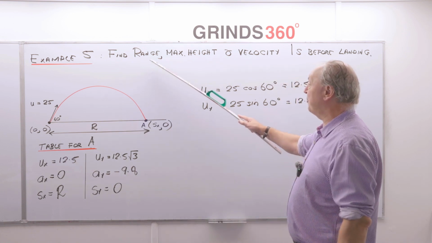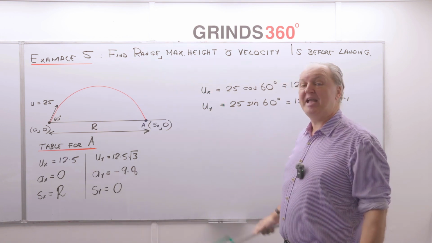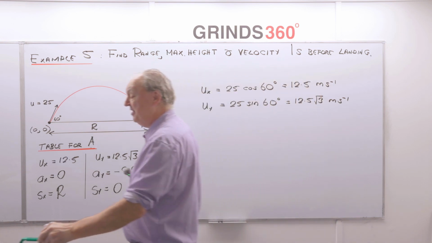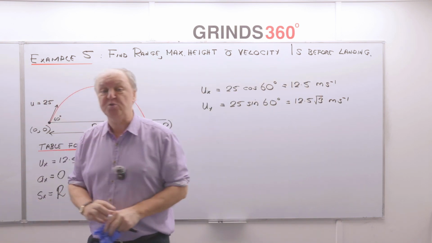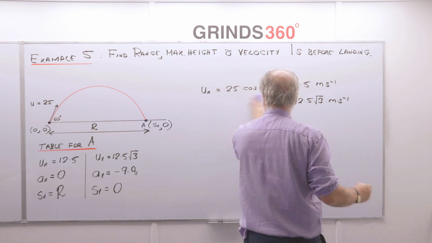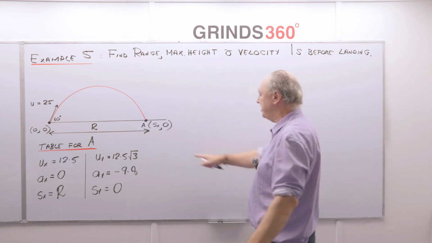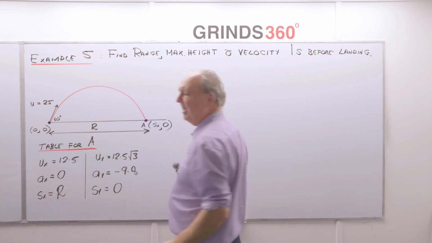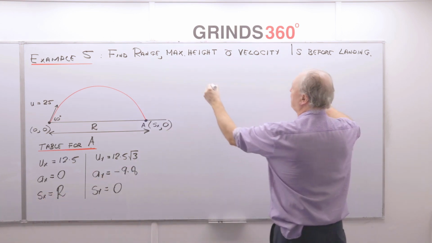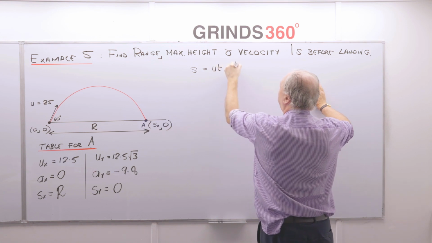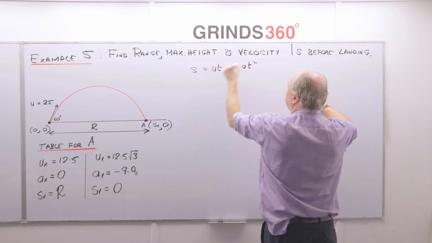They want me to find the range. Well, before I can find the range, I must find the time of flight, the time it takes to land. You'll always need that time to do any of these problems. So let me get rid of this. As I said, I'm going to start here on the right-hand side. I'm going to start with s equals ut plus a half a t squared, and I'm going to apply that in the y direction.